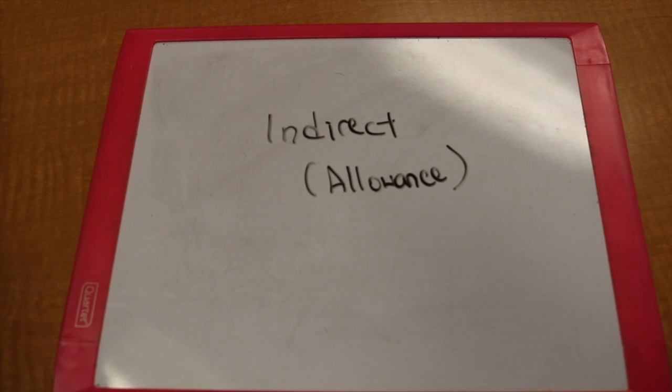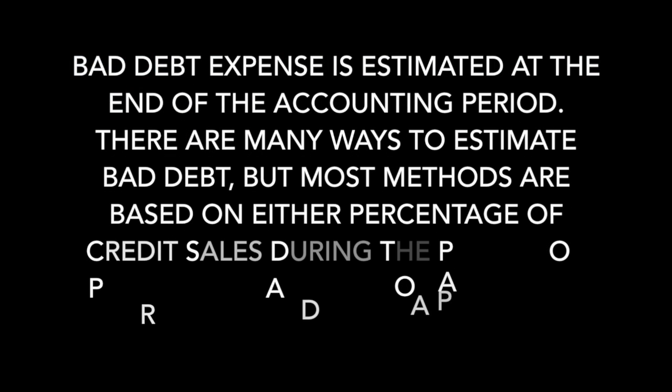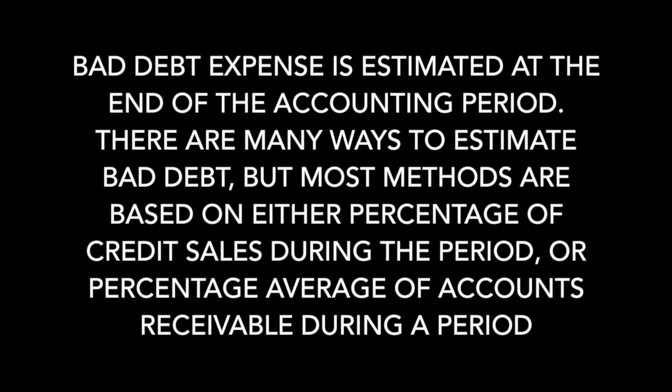Another way is the indirect method, also known as the allowance method. This method is a little more complex, but it's actually preferred by companies and shareholders alike because it gives a more realistic estimate of net realizable value of accounts receivable. First, bad debt expense is estimated at the end of an accounting period. There are many ways to estimate bad debt, but most methods are based on either percentage of credit sales during the period or percentage of average accounts receivable during a period.